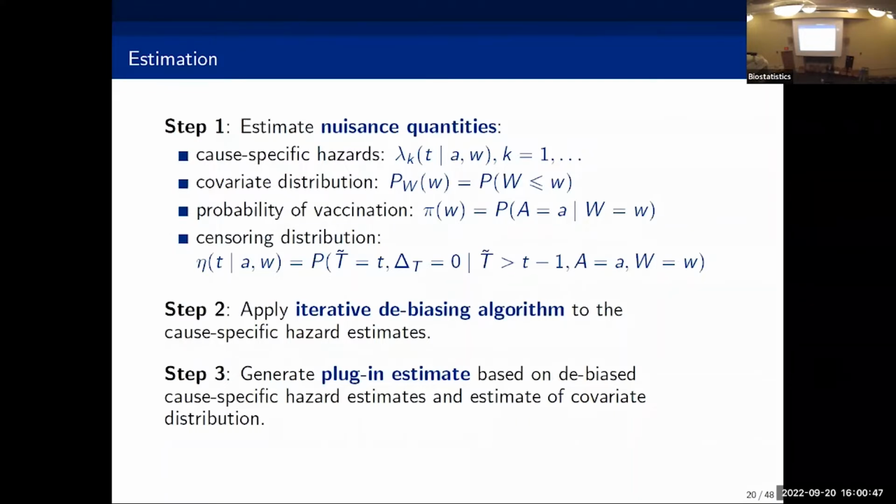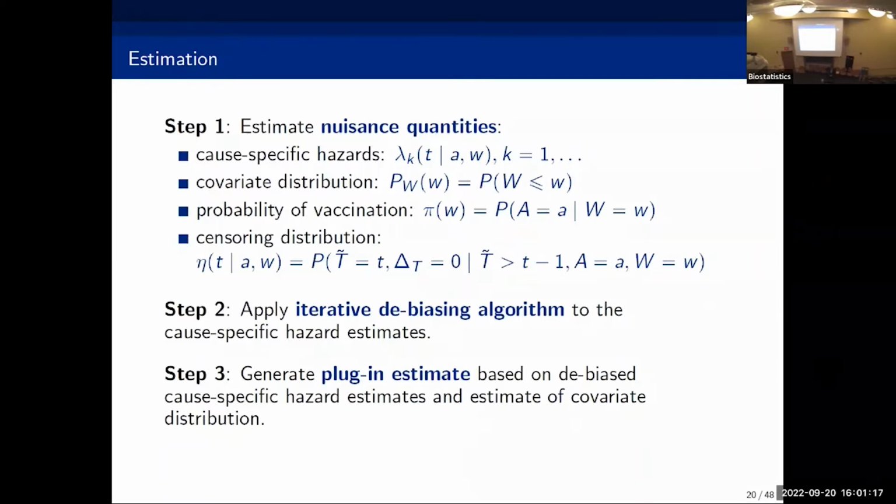But also in the form of efficiency theory and the types of procedures that we need to get closed form inference for this, we also need to concern ourselves with a couple other nuisance quantities. The first is a propensity score. So we need to understand the probability of vaccination as a function of covariates, as well as the censoring distribution. So again, fit your favorite models for these, estimate them in any way that you can scientifically justify. And then the TMLE step is happening in step 2. So we're applying a de-biasing algorithm to these cause-specific hazard estimates that's going to remove residual bias that might be incurred from model fitting.